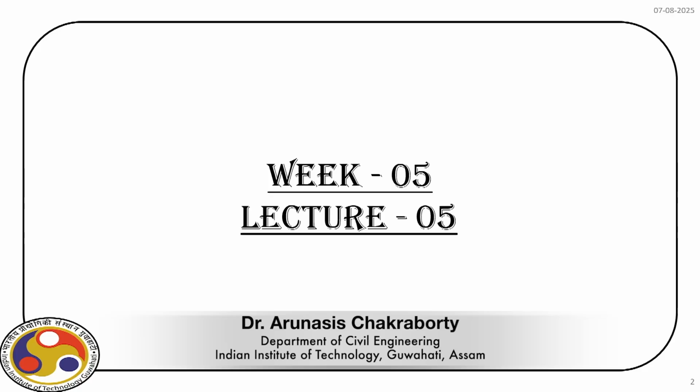We are in week 5 and this is our 5th lecture. Today we plan to solve some examples. Example 1. The problem statement says epsilon xx is equal to p times y, epsilon yy is equal to p times x, epsilon zz is equal to 2p times x plus y.